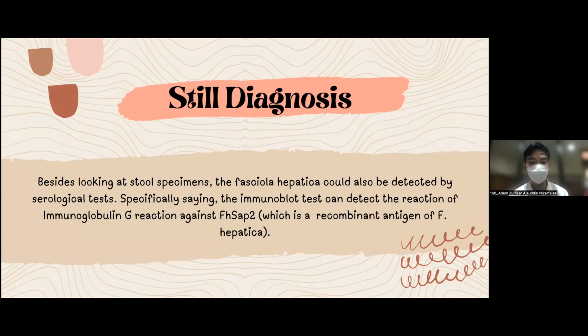So, besides looking at stool specimens, Fasciola hepatica could also be detected by serological tests. Specifically, the immunoblot test can detect the reaction of immunoglobulin G against FhSAP-2, which is a recombinant antigen of Fasciola hepatica.